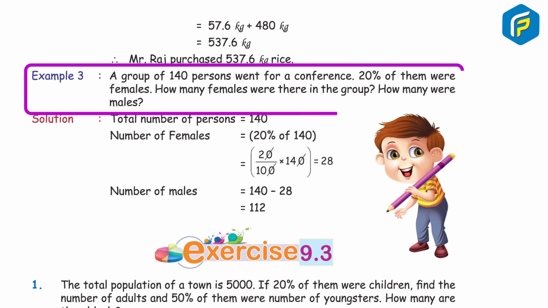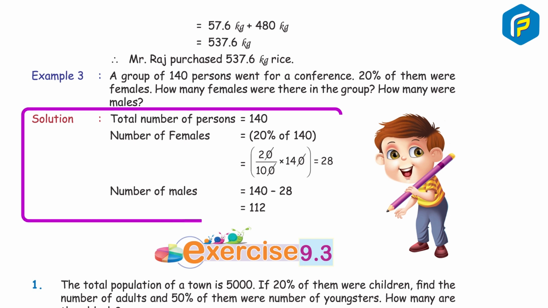Example 3. A group of 140 persons went for a conference. 20% of them were females. How many females were there in the group? How many were males? Solution. Total number of persons 140. Number of females 20% of 140, 20 upon 100 into 140 equals 28. Number of males 140 minus 28 equals 112.